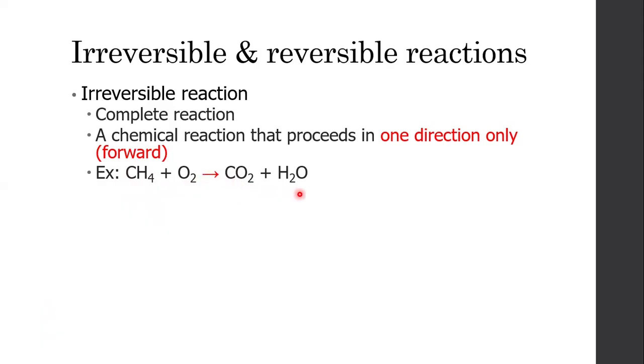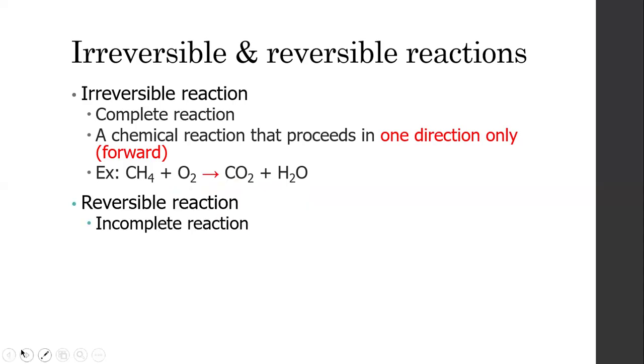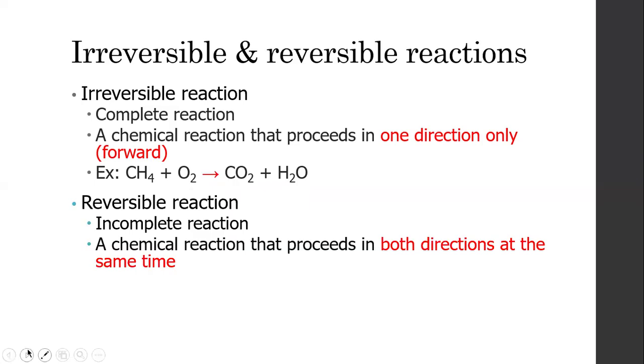Once the reactants have all been converted into products, those products can no longer reform back into the reactants. On the other hand, a reversible or incomplete reaction is a reaction that proceeds in both directions at the same time.